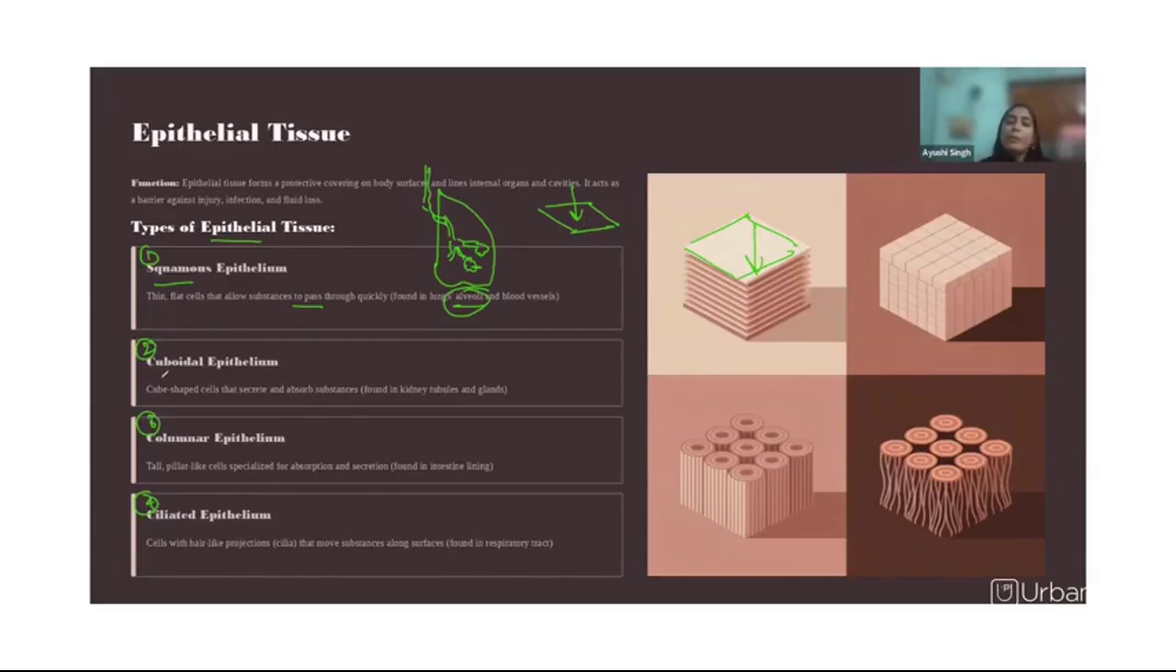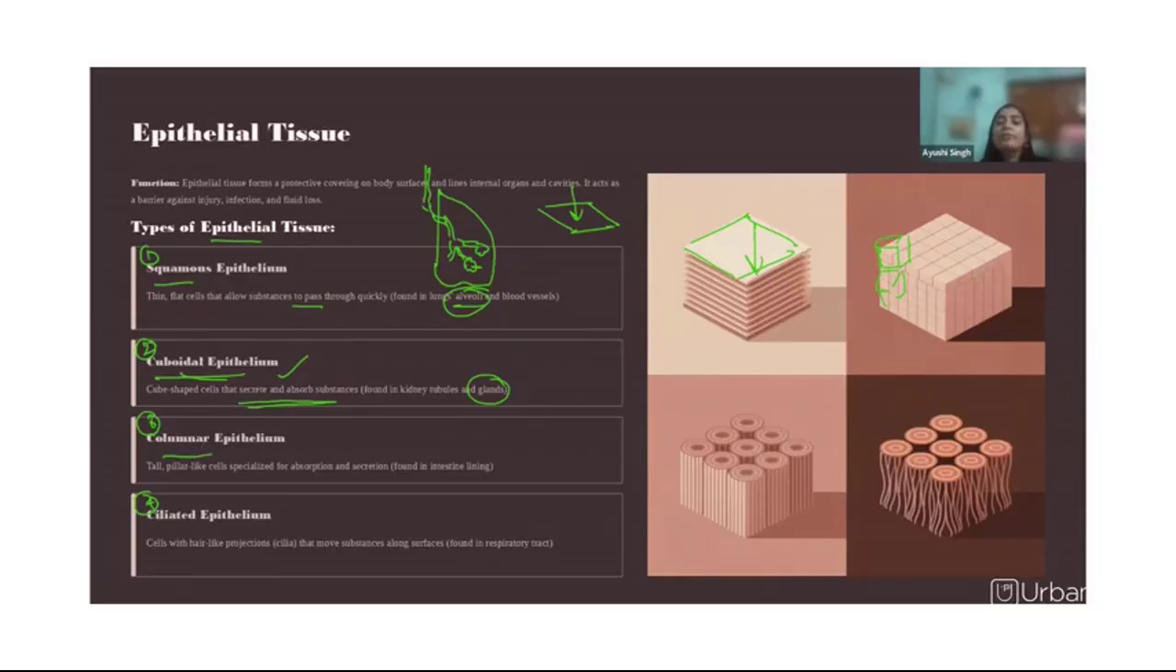Now if we talk about cuboidal epithelium, it will be cube-shaped like this. Now these cuboidal epithelial cells are made such a way because they can secrete or absorb different kinds of substances. So it is present in our glands. Different kinds of glands are there, right? Sweat gland, sebaceous gland, or liver, pancreas. So it will be present there to release secretions of our bodies, and also for absorption purposes.